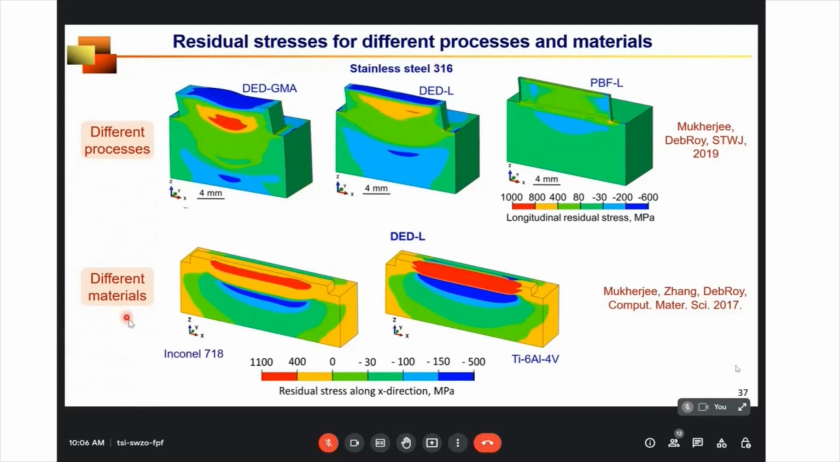But if we change the material for the same process, let's say laser-assisted directed energy deposition, you can see titanium alloy accumulates more residual stress because it has higher yield strength compared to nickel alloy. So not only can we compare the susceptibility of stress accumulation for different processes for the same alloy, but also for the same process, we can compare different alloys. So once again, it can tell you that this kind of calculation can help us to evaluate the printability of different alloys.